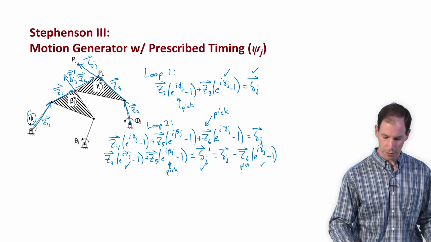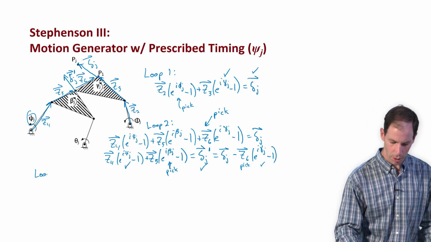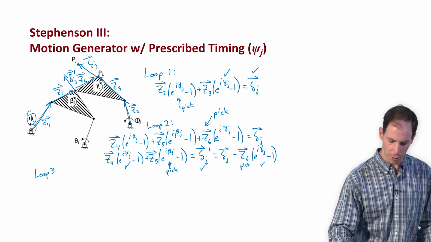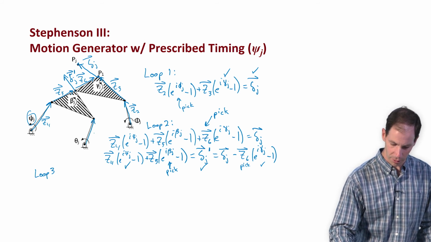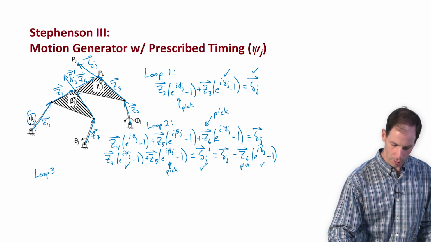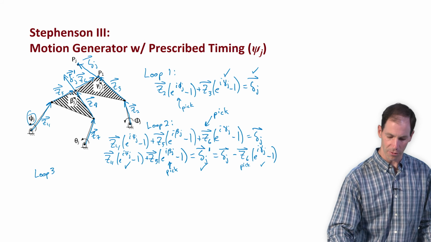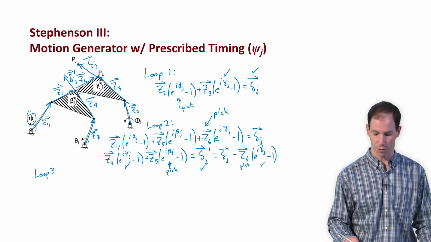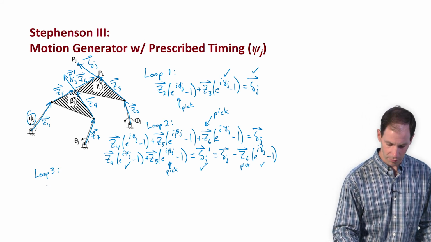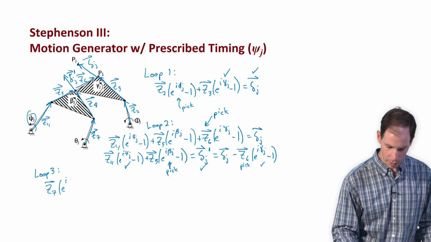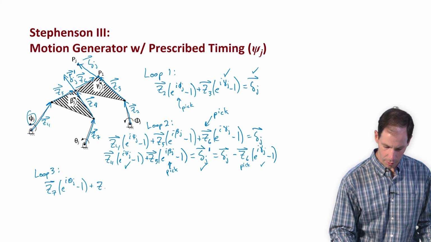All right, I've got one more vector loop. I'll call this loop 3. And this will take me from my other ground pivot up to this point. This will be Z7. And then I'll have Z8 up to here. And then to get up to the precision position, I simply have Z6 that I've already drawn. So my loop 3 here, I'll have Z7 times its rotation operator, e to the i theta j minus 1, plus Z8 times its rotation operator, e to the i beta j minus 1.